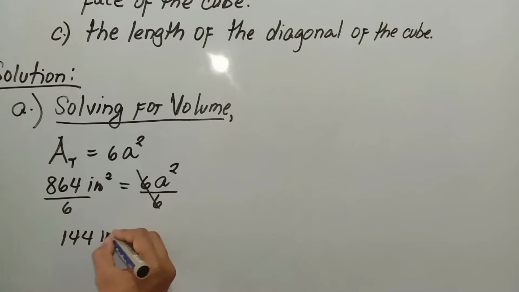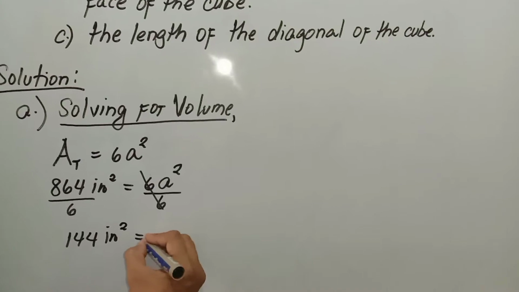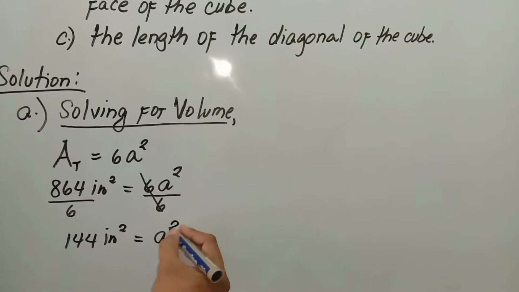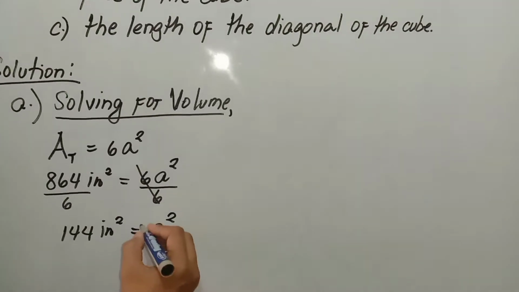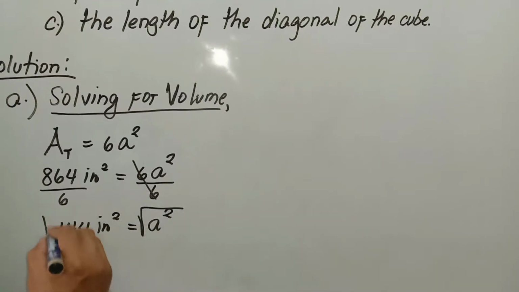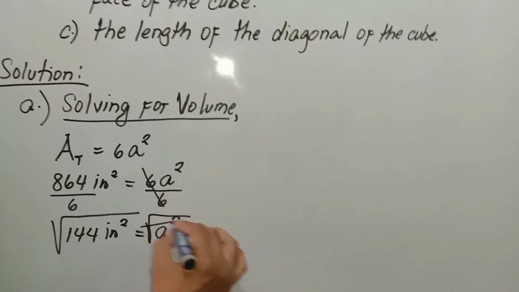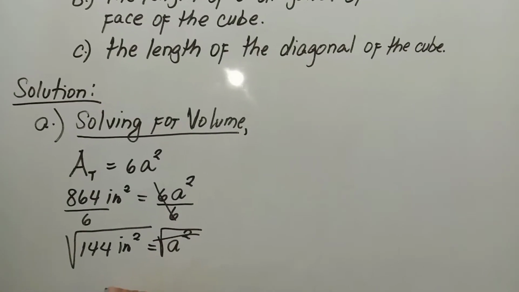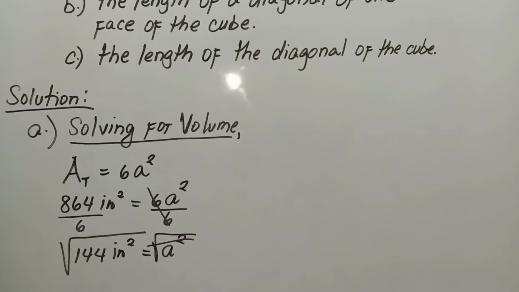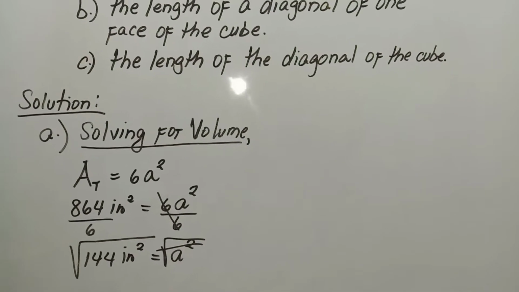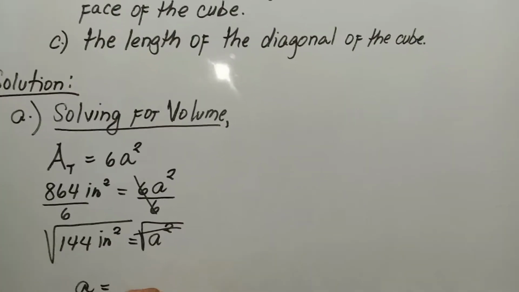Okay, it's equal to a squared. Now again, to simplify, please take the square root. Cancel. So a will be, how much is the square root of 144? It's equal to 12 inches.